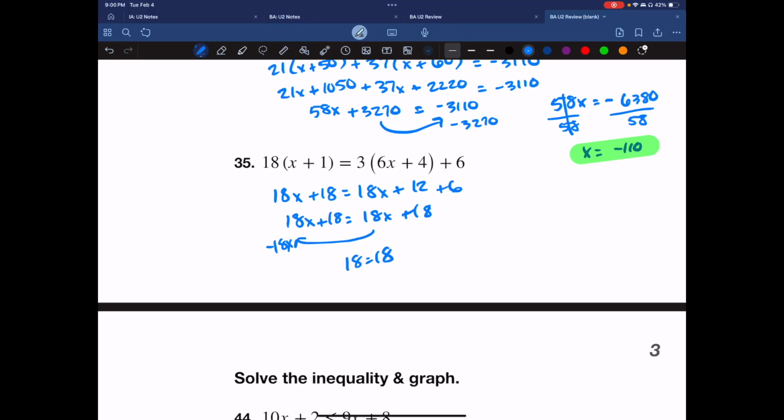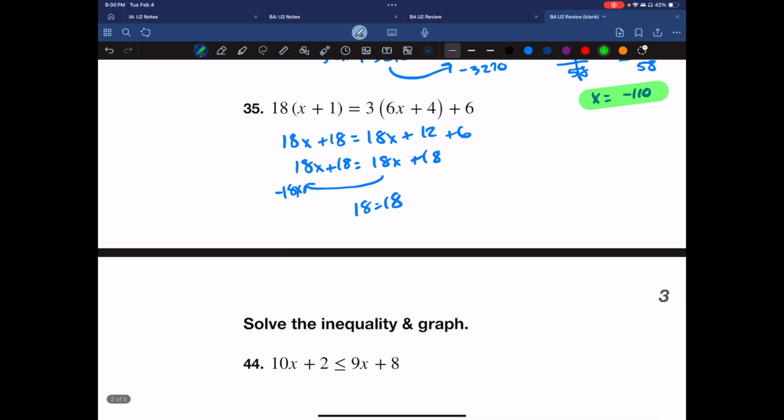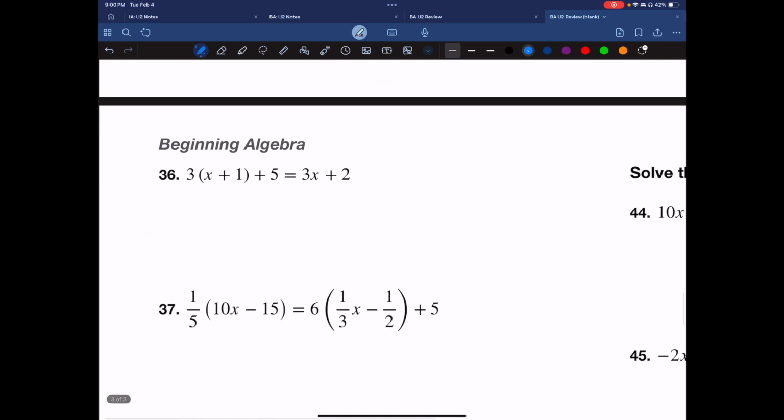When you see something like this where there's no x's left, you ask yourself, is this a true statement? Does 18 in fact equal 18? Well, yes, it does. So this is going to be all real numbers. And you can write that one of two ways. You can say negative infinity to infinity, or you can spell it out, all real numbers. Both are correct. You just have to choose which way you want to write it. So 18 is a situation where I have infinitely many solutions because I ended with a true statement.